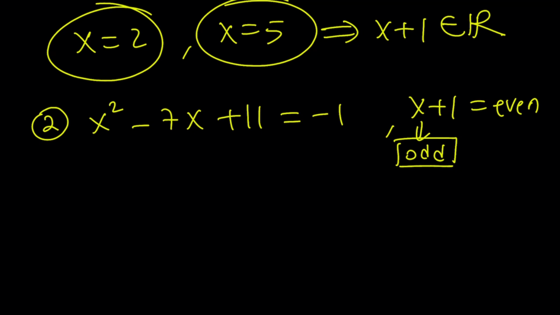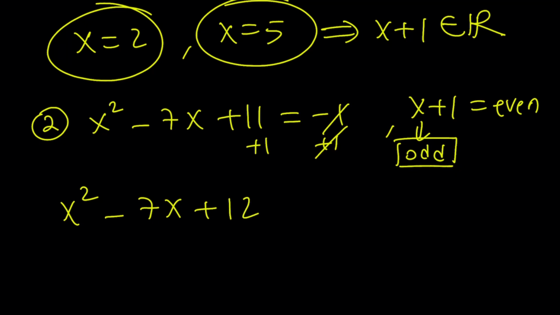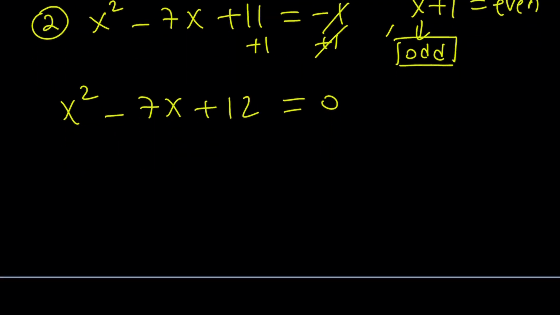In other words, adding 1 to both sides, plus 1. And then this is going to give you a 0 here. So we're going to get x squared minus 7x plus 12 equals 0. And then we're going to factor this like before, because this is also factorable.